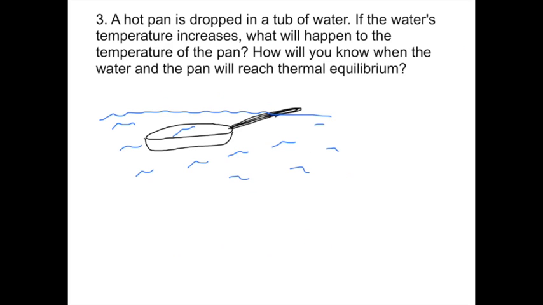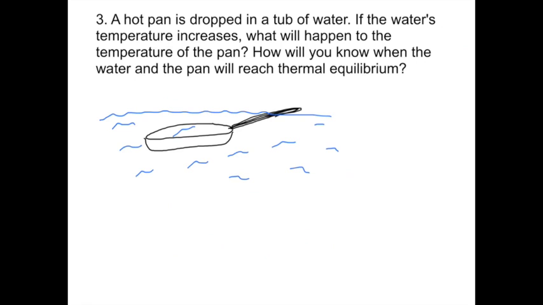Number 3. A hot pan is dropped in a tub of water. If the water's temperature increases, what will happen to the temperature of the pan? How will you know when the water and the pan will reach thermal equilibrium? So this problem, as you can probably tell, does not have any numbers involved. This is more of a conceptual question.